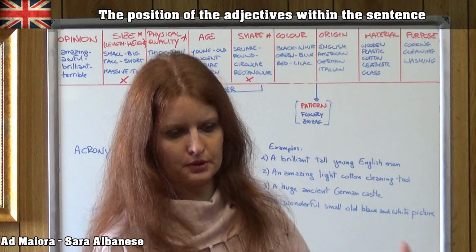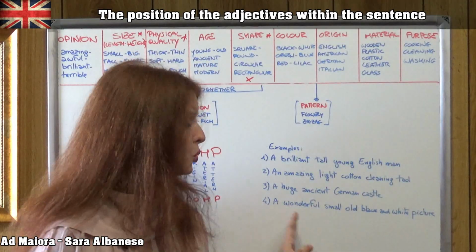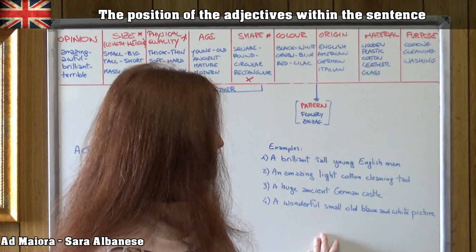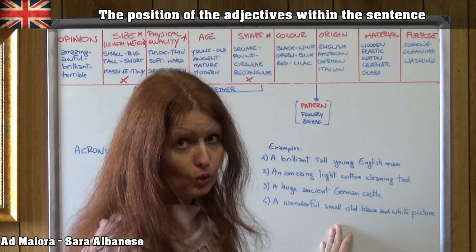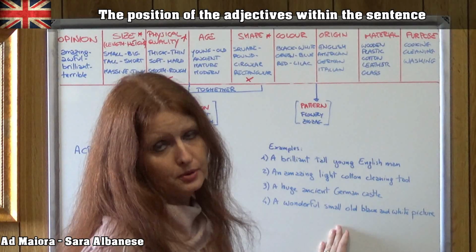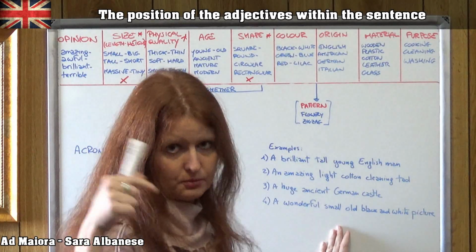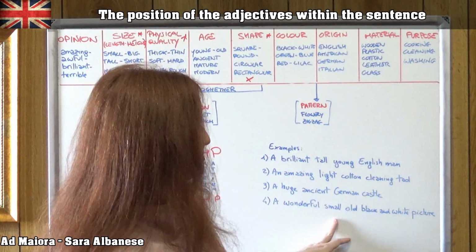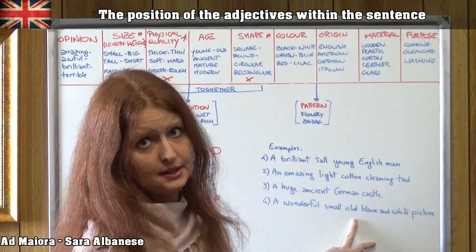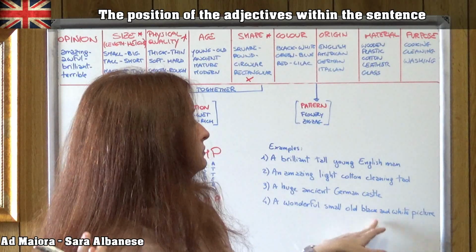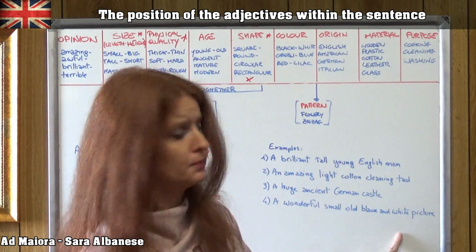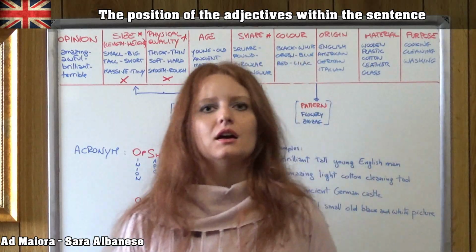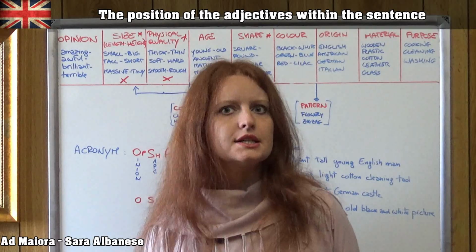Picture, a photo or an image in general, is wonderful. This is again an opinion, so first position, and then small, this is obviously shape because it's a size actually, but we know that it is inside the place of the shape. So second position. Old is age again. Black and white is color, obviously, and picture is our noun. Okay, so I think it's all for the moment.